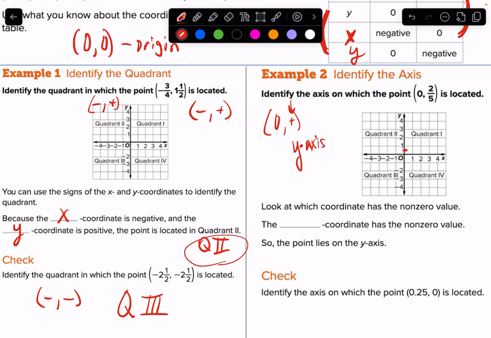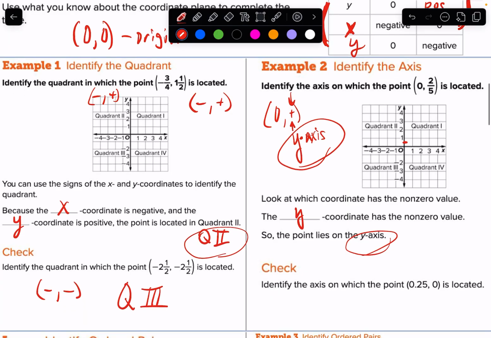The y-axis. So the one that has a number, not the one with the 0, that's the one that it is. It's the y-axis. So look at the coordinates, has a non-zero value. The y coordinate has a non-zero value. So this point lies on the y-axis, okay? So you try the check. Pause it, come back, let's see how you did. Okay, here we go. The one that's not a 0 is the x, so we're on the x-axis. And it is hyphenated, so try to keep that in there.